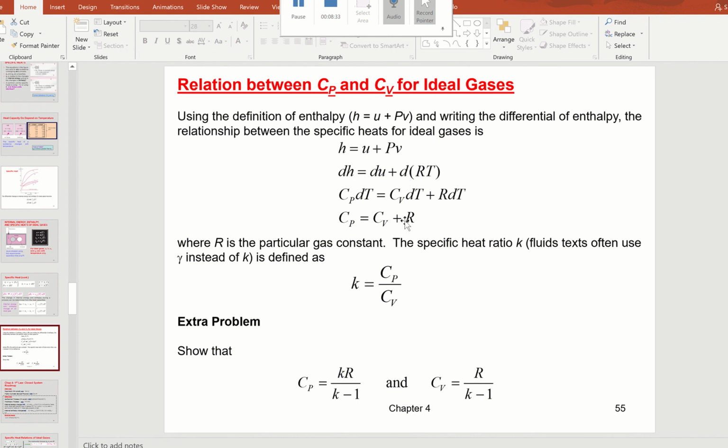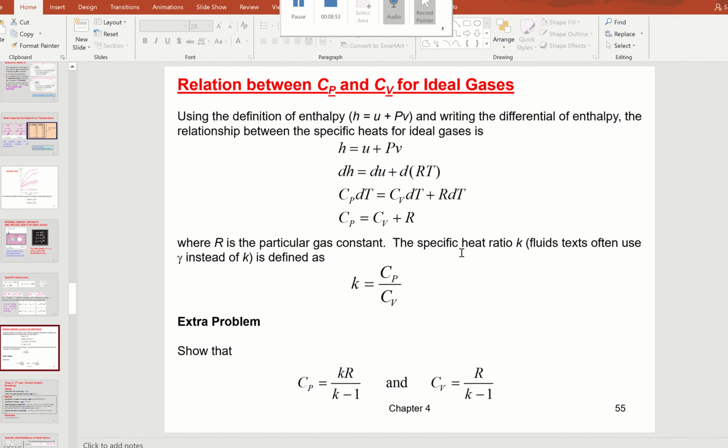Now let's take a look at it. You get rid of dT on both sides of the equation, then here's the relationship. Cp is greater than Cv. How much greater? By the gas constant R. So now you remember, Cp is equal to Cv plus R.